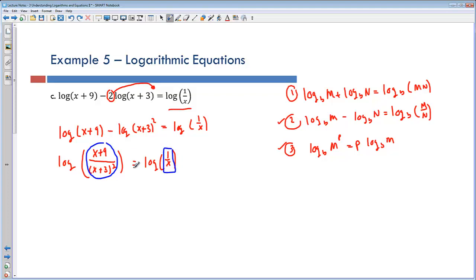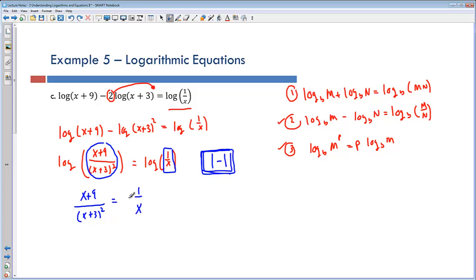And so we can use a property of logarithms, which we'll talk about in the next lecture, that logarithms are one-to-one functions, basically. Because they're one-to-one functions, if you have log of this equal to log of that, this has to be equal to that. So you can just drop off the logarithms. So you have x plus 9 over x plus 3 quantity squared is equal to 1 over x. And this works because logarithms are one-to-one.